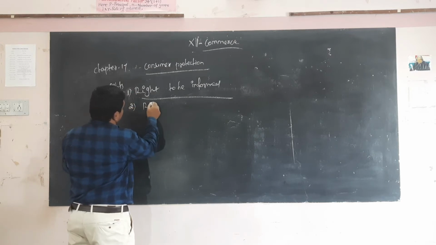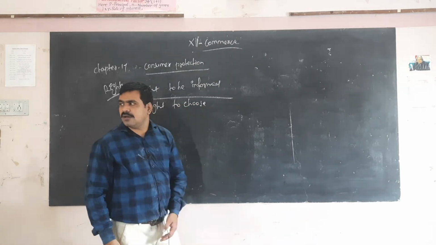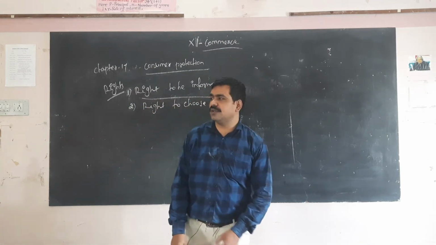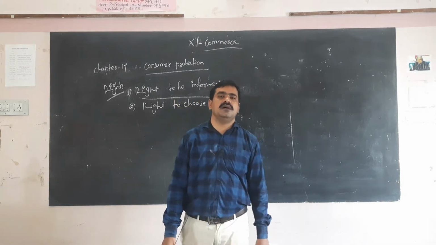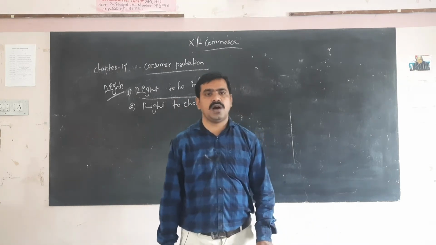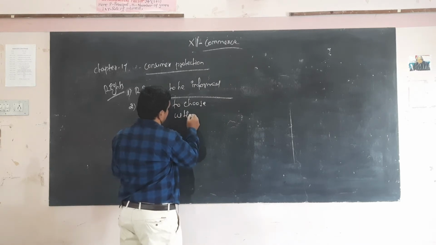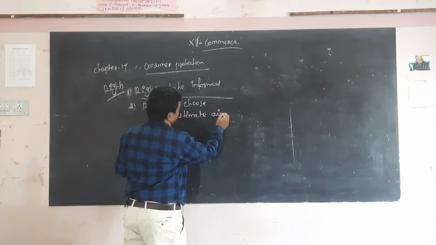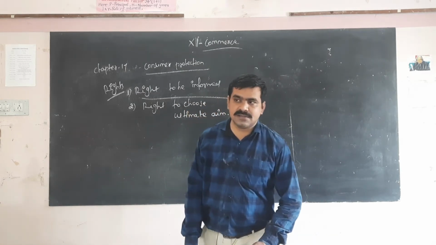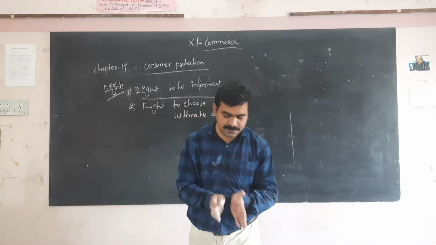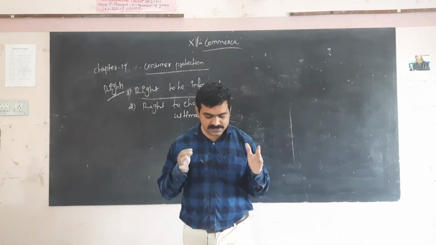Next one, the right to choose. The right to choose means consumer satisfaction is the ultimate aim of modern marketing. It is one of the philosophies of every manufacturer, the marketing concept. The consumer is the boss, consumer satisfaction is the main aim, and consumer needs and wants are important.